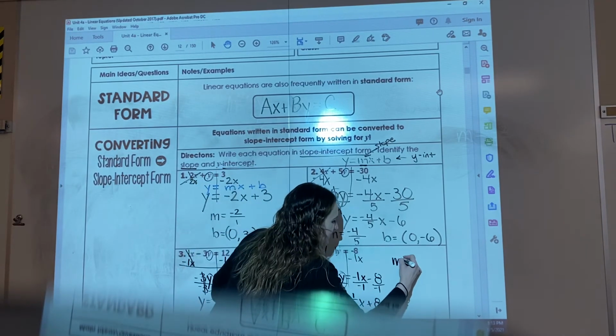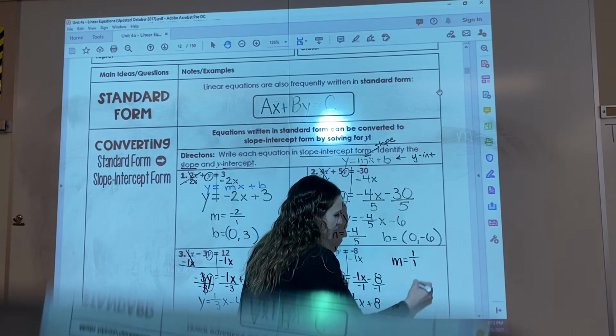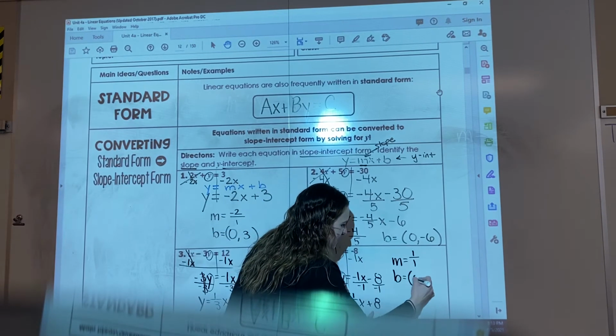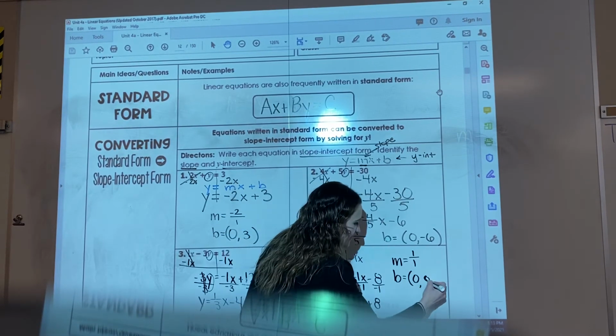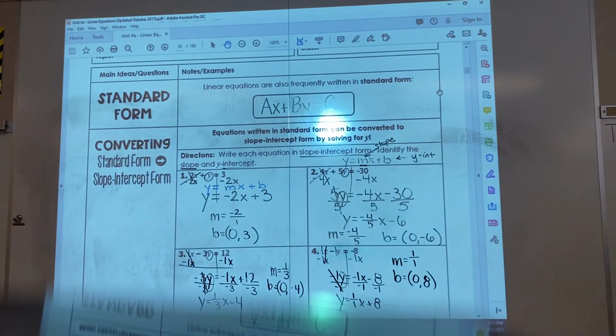Alrighty, let's look at our slope. Our slope is right next to that x, it's that 1/1. And the y-intercept is the b, and that's the ordered pair 0, 8. All right, there's the first 4. Let me scroll up, we can take a look at a few more.